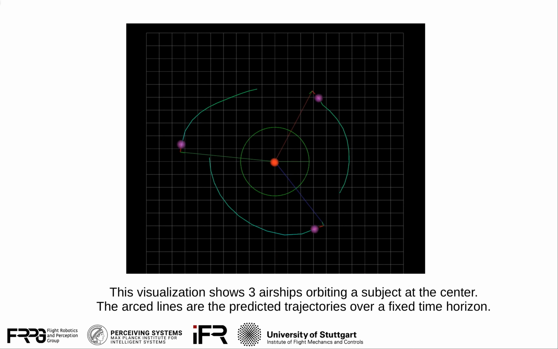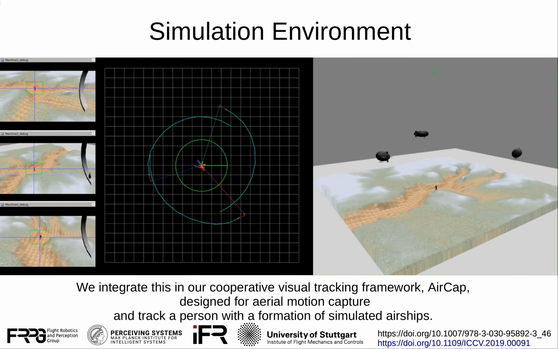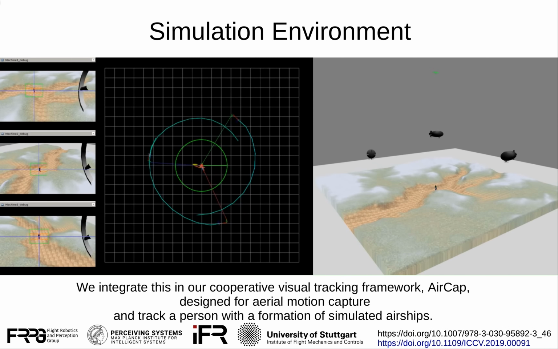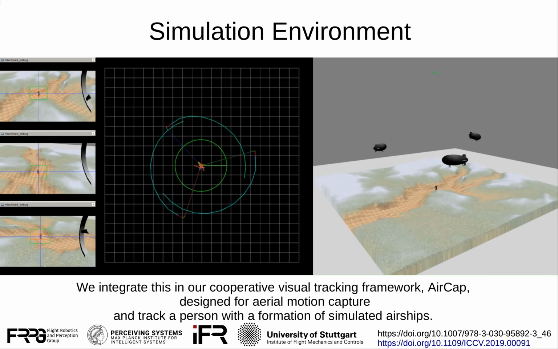This visualization shows 3 airships orbiting a subject at the center. The arced lines are the predicted trajectories over a fixed time horizon. We integrate this in our cooperative visual tracking framework, AirCap, designed for aerial motion capture, and track a person with the formation of simulated airships.